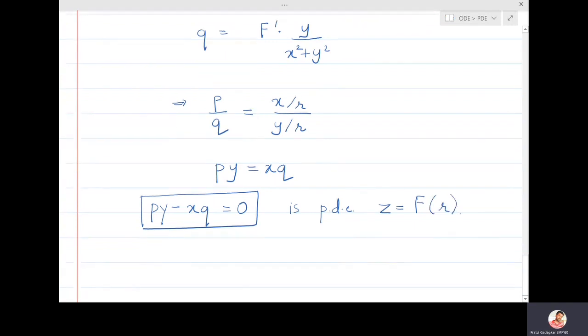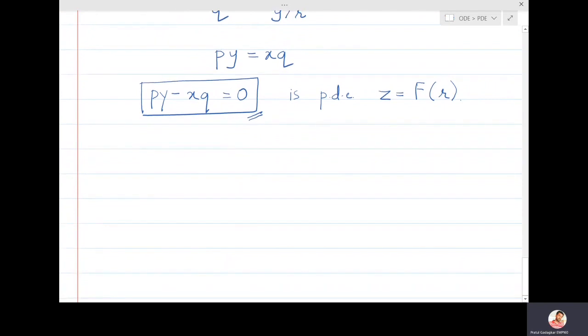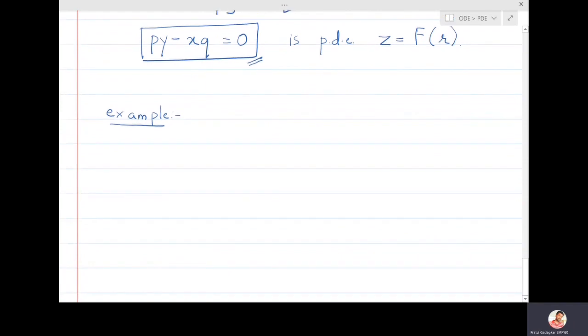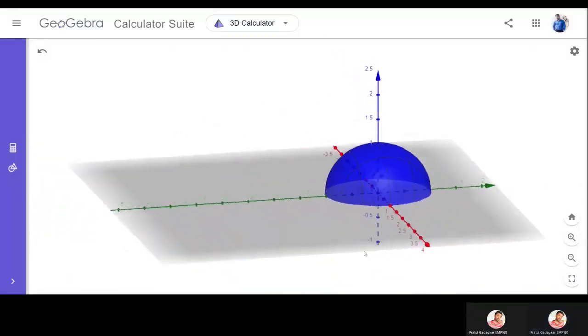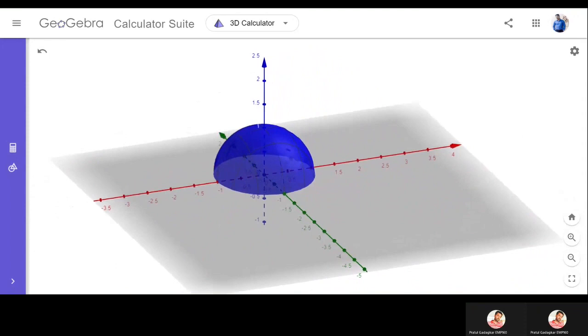So every surface of revolution about z axis has always this partial differential equation, no matter what the surface is. So let us see one simple example. If I take a surface given by z is equal to square root of 1 minus x square minus y square, we all know what this surface is. This surface is the upper hemisphere, as you see in the figure.